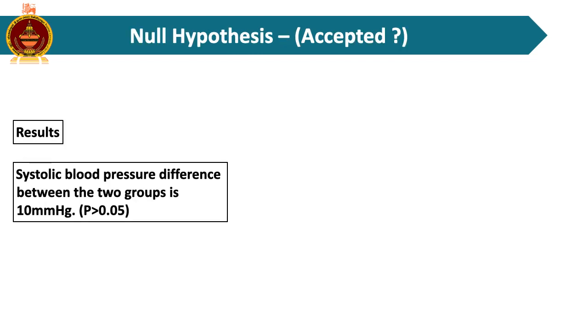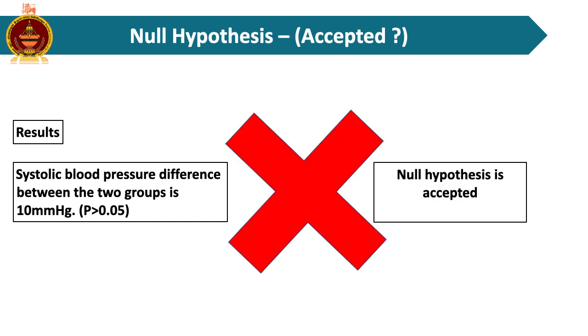These are the results of this study. Systolic blood pressure difference between the two groups is 10 millimeters of mercury. The p-value is more than 0.05. Based on these results and assuming that the predetermined cutoff value for the p-value is 0.05, we can conclude that the null hypothesis is accepted.